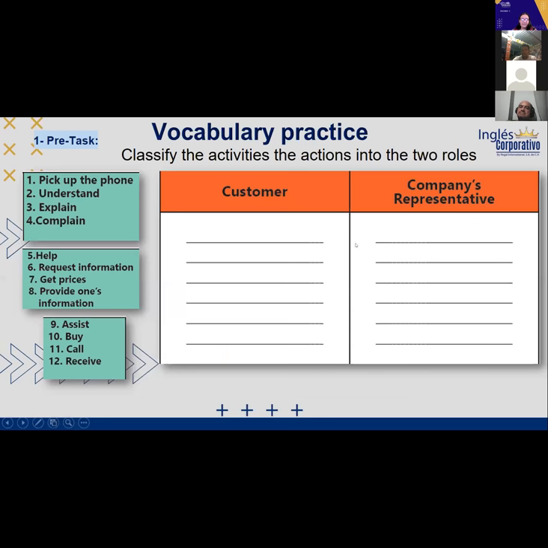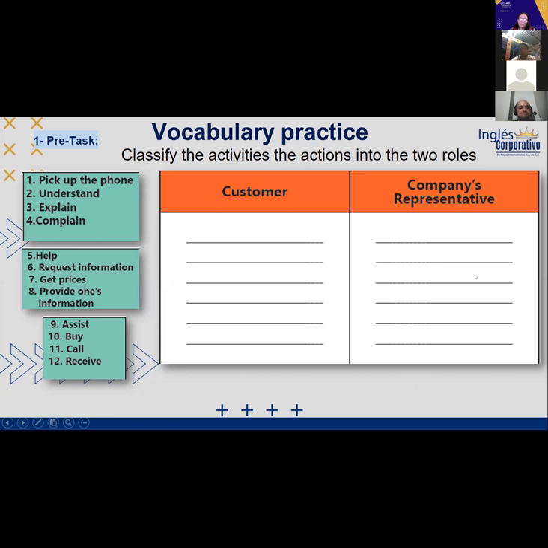Great discussion. Okay, on your manual, you can see this. Ese es un ejercicio que está en su manual. ¿Qué es lo que tenemos que hacer? De este vocabulary, tenemos que pensar cuál vocabulario usaría un customer y cuál vocabulary usaría un representative de una company.